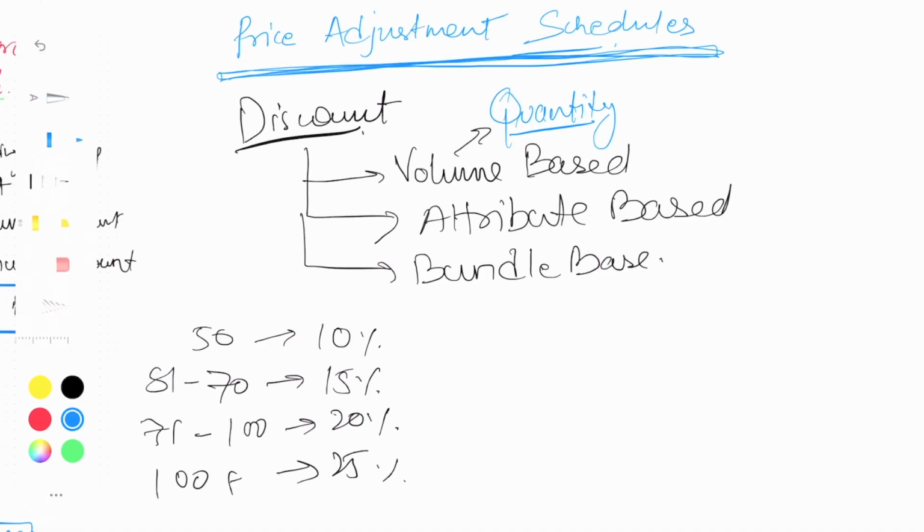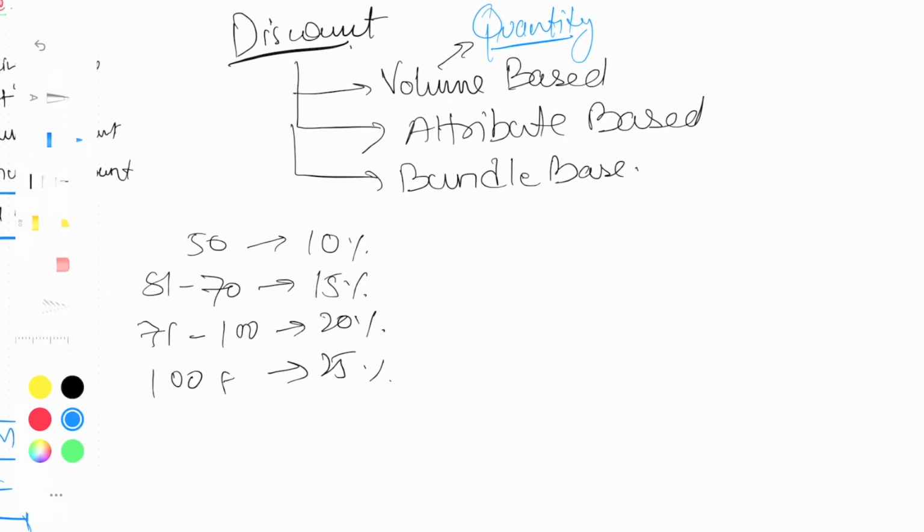So if we are providing a discount on the basis of quantity, meaning the amount that the user is purchasing, then we are definitely utilizing the volume based discount.